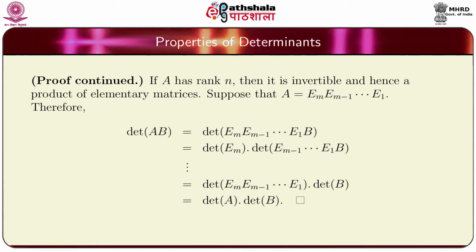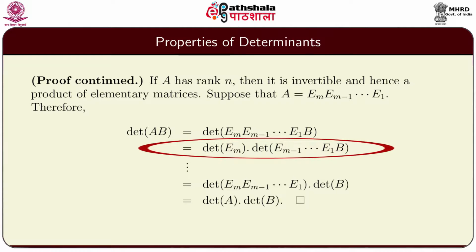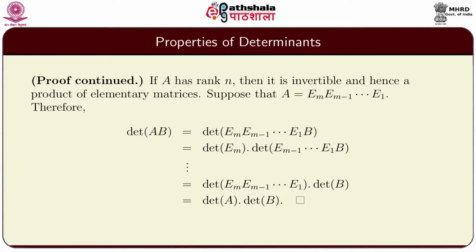and then we do it in an iterated fashion, and finally what we get is that determinant of E_m, E_{m-1} and so on up to E_1 multiplied by determinant of B, but that product is nothing but A, and therefore we have determinant of A times determinant of B. So what we see here is that the elementary matrices once again play a very important role when we are talking about properties of determinant, especially for matrices which are invertible and can be written as a product of elementary matrices, which is being used here and which will be used again.